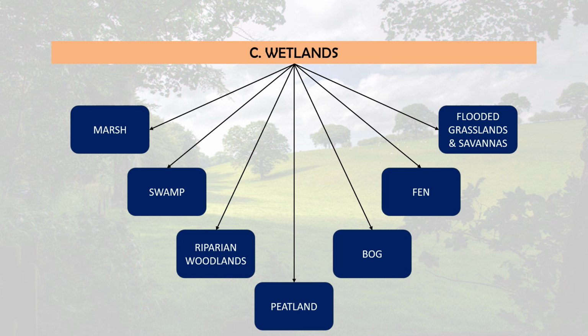Next one is fen. These are the peatland with a source of groundwater as their primary input of water, and these are more productive than bogs because of the nutrient input from the groundwater flow, and they are dominated by sedges, which are the members of family Cyperaceae. And the last one is flooded grasslands or flooded savannas. These are the regions that are regularly flooded, usually seasonally, but some are flooded all year.